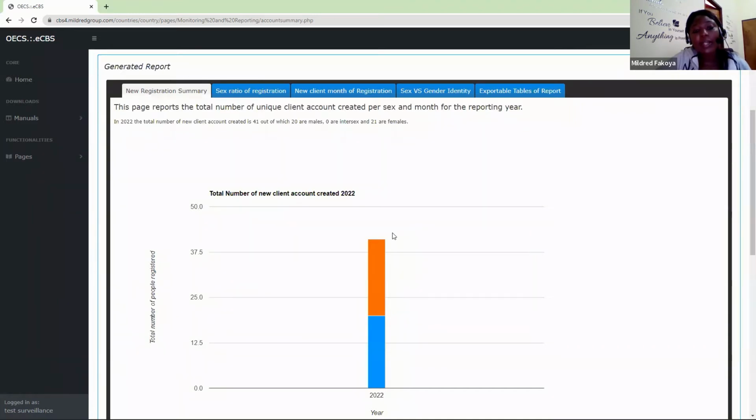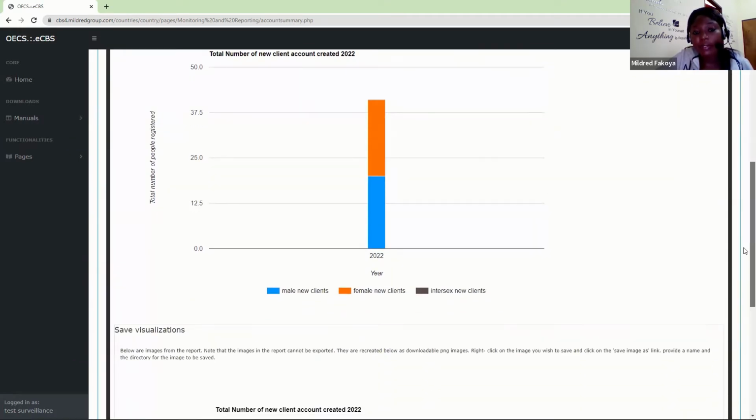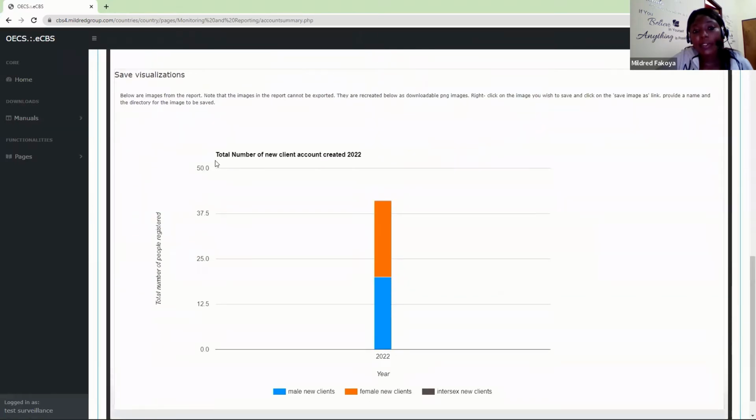The first one is to look at the sex of the registered clients. And so it gives you statistics of the total number of clients registered on the system for the reporting year. It tells you the number of female and the number of male clients. It is an interactive chart that gives you a figure when you hover around the plot. But because it is interactive, you can't export an interactive chart. The system automatically gives you below it the same visualization where you can copy or save the image if you want to use the image in this form.